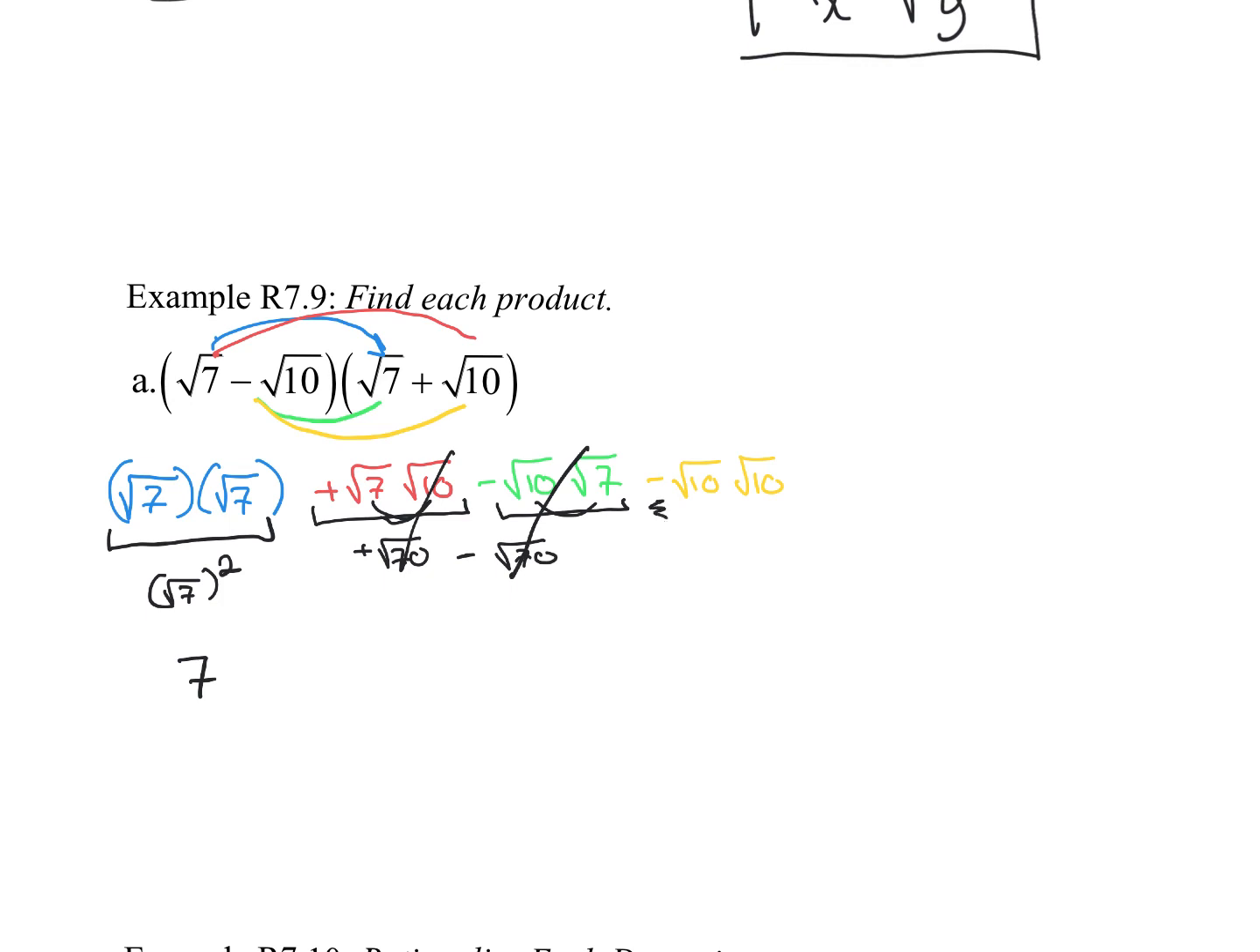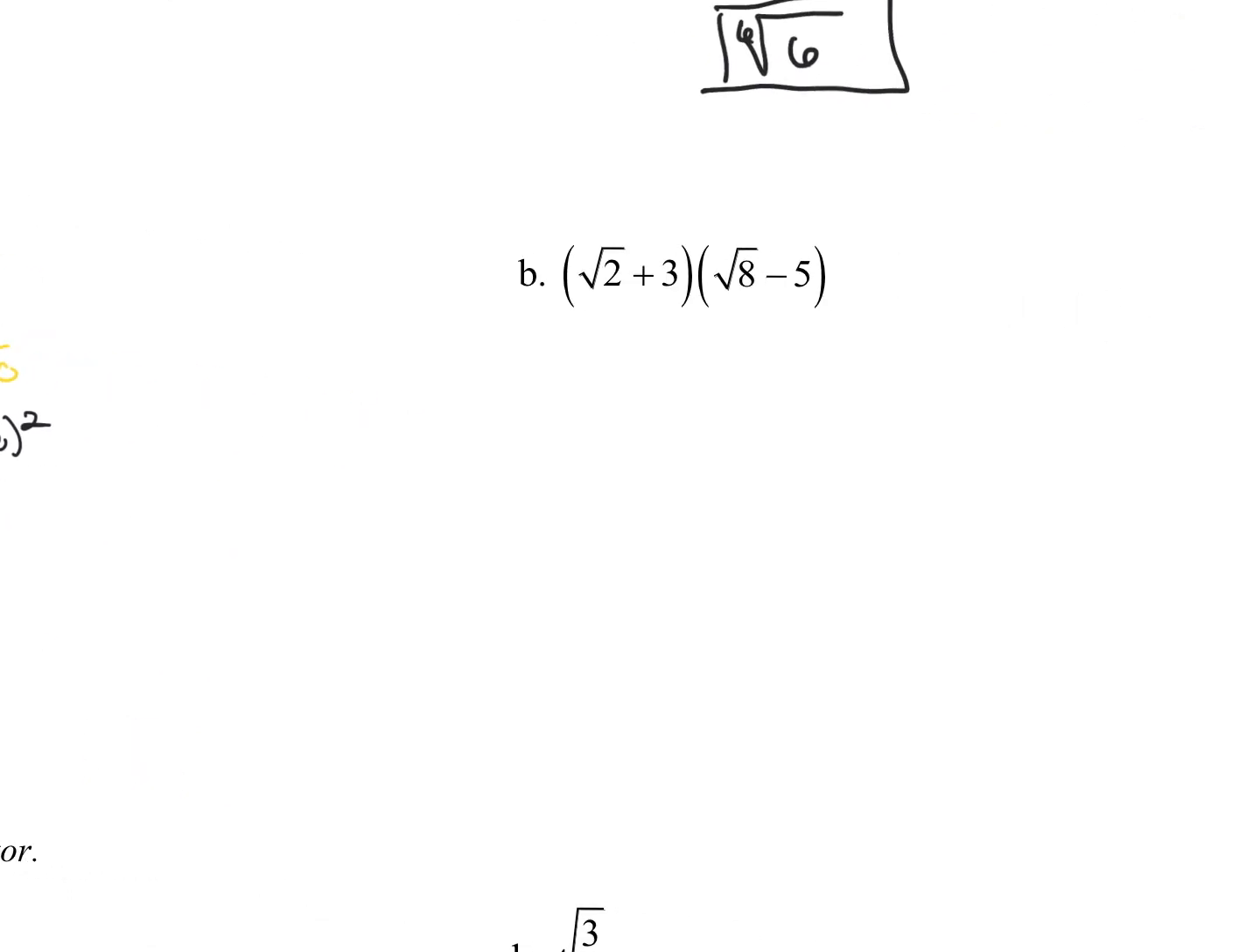So then I'm going to take this minus sign right here, minus. This right here is the square root of 10 squared, which is just 10. So 7 minus 10 is negative 3. Let's try again.